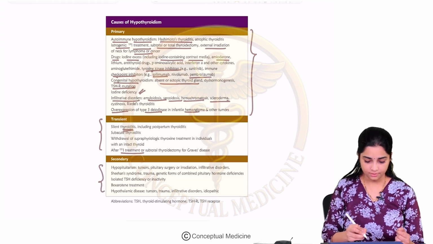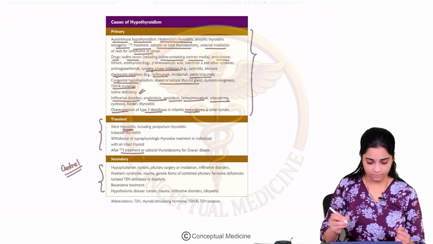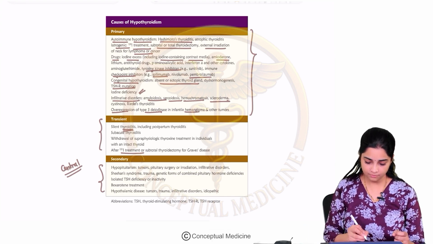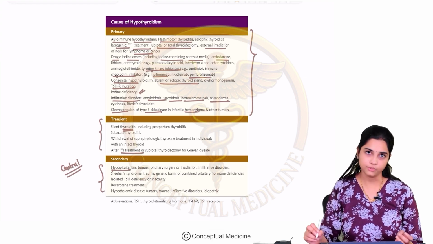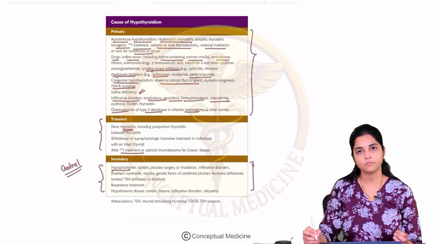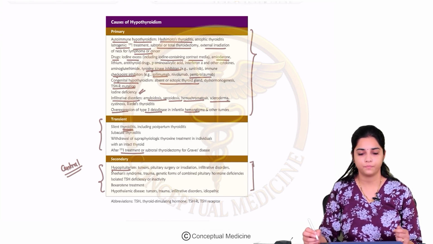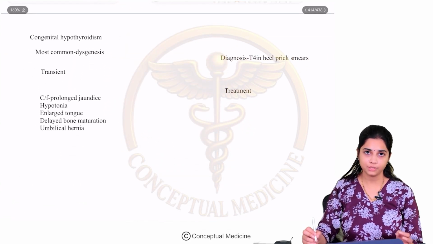Secondary hypothyroidism is nothing but your central hypothyroidism, where the pituitary is involved. So any disorder which causes hypopituitarism can cause secondary hypothyroidism. Fine. So this we have gone through in our disorders of the pituitary as well.